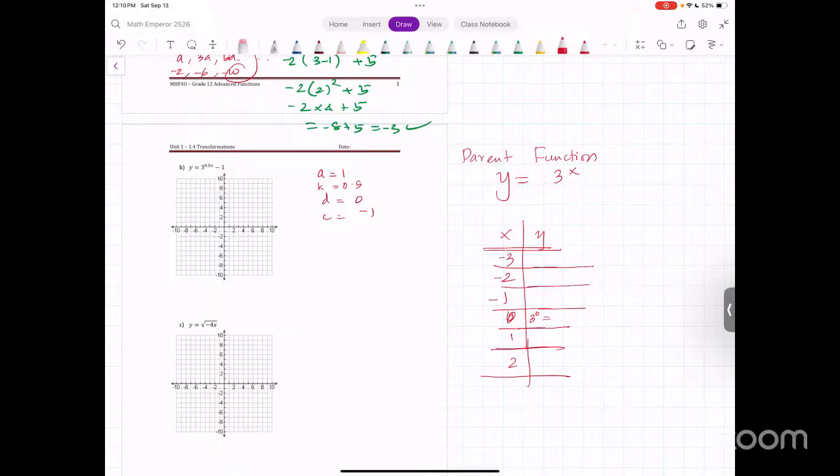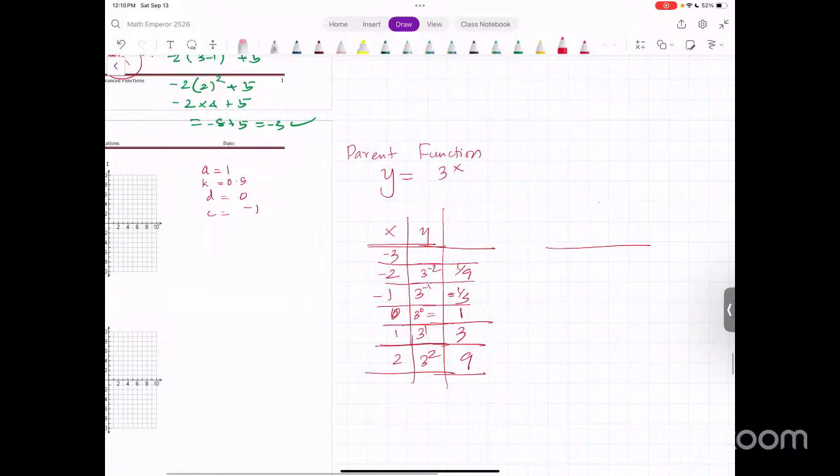Harsha: Just 0. Long way to go. It's 1. Okay. 3 to the power of 1 is equal to 3. 3 to the power of 2 is equal to 9. 3 to the power of negative 1 is going to be 1 over 3. 3 to the power of negative 2 is going to be 1 over 9. So now we're going back to the mapping notation. 3 to the power of negative 3 is going to be 1 over 27.